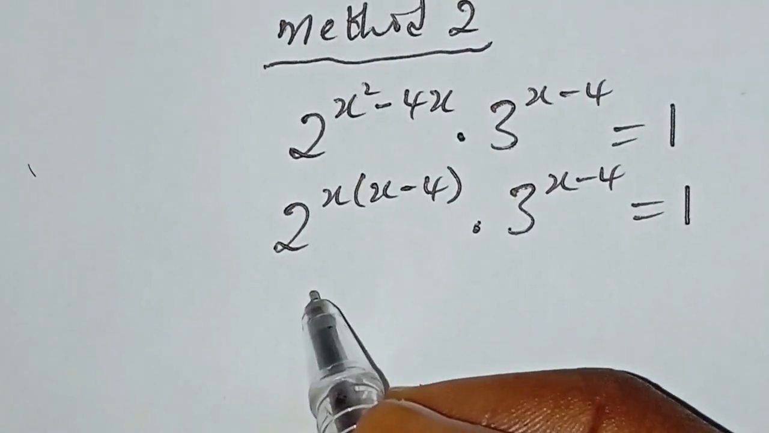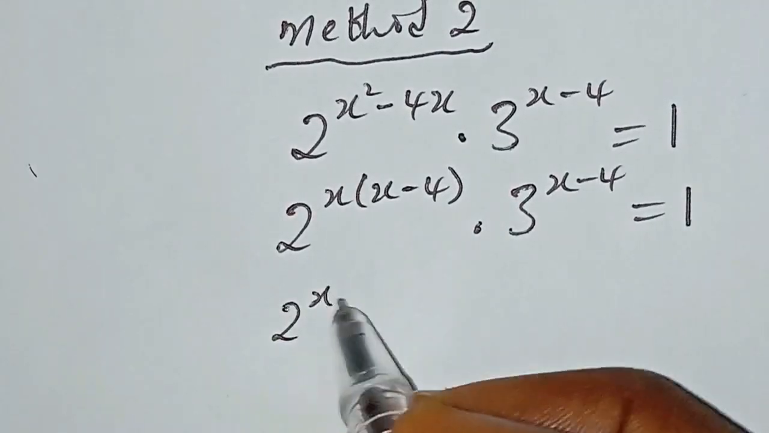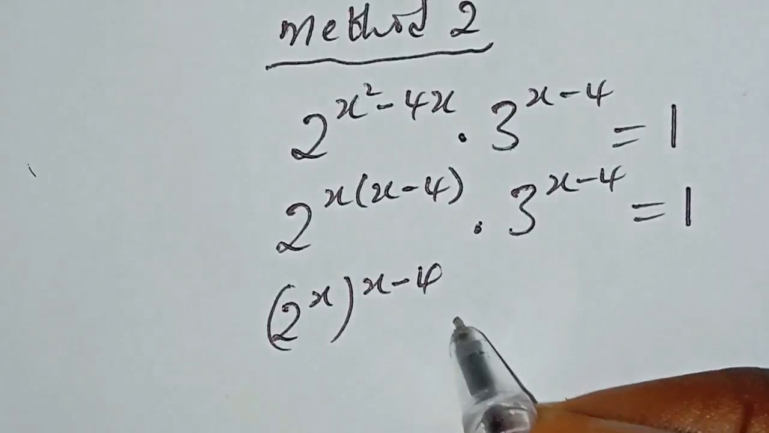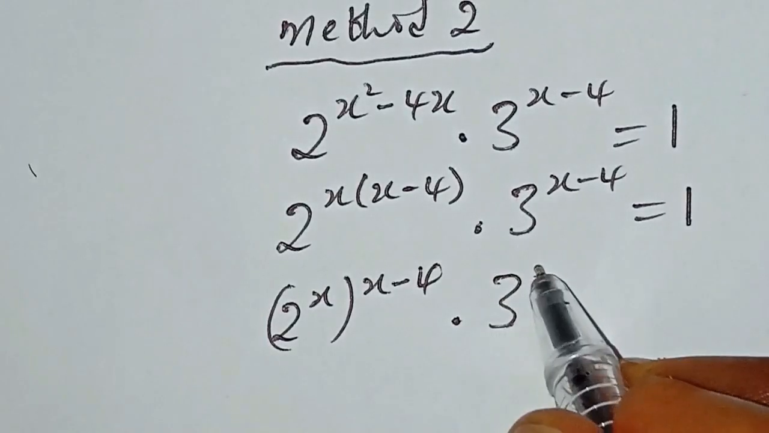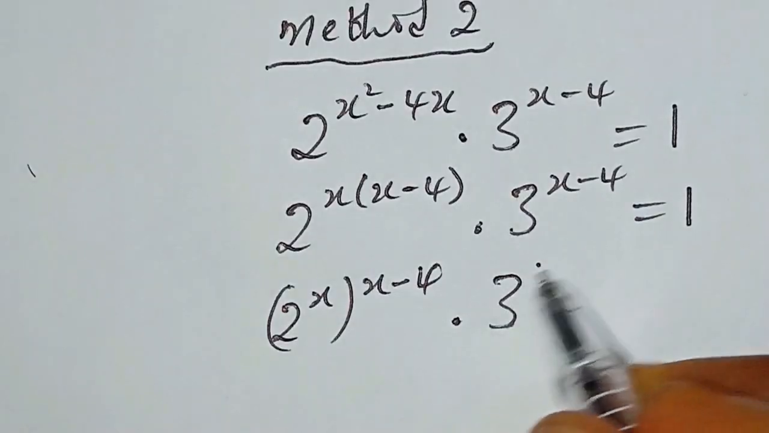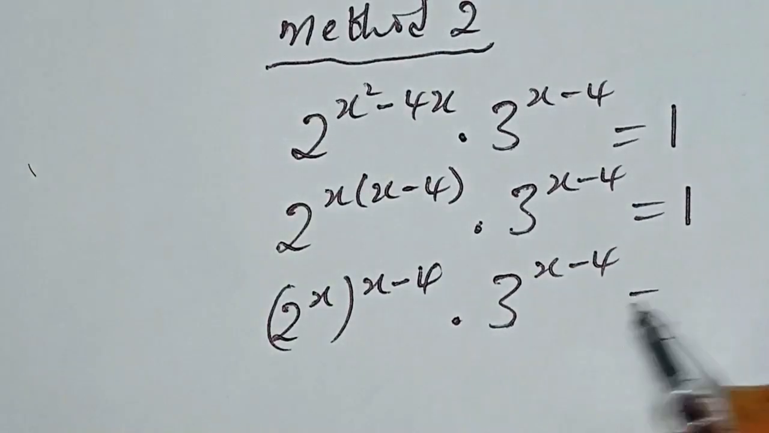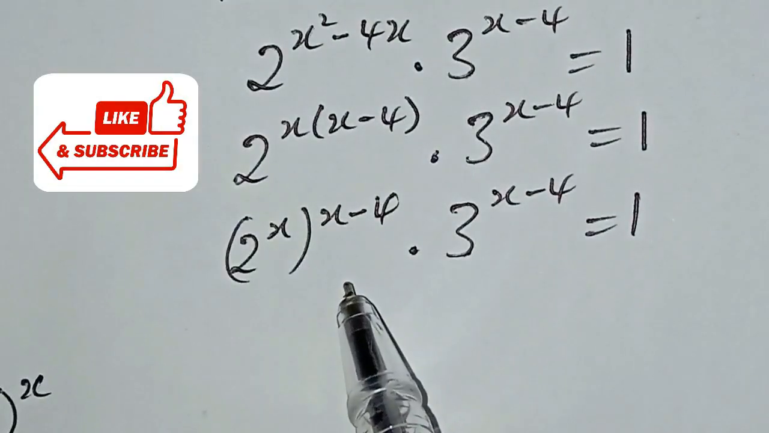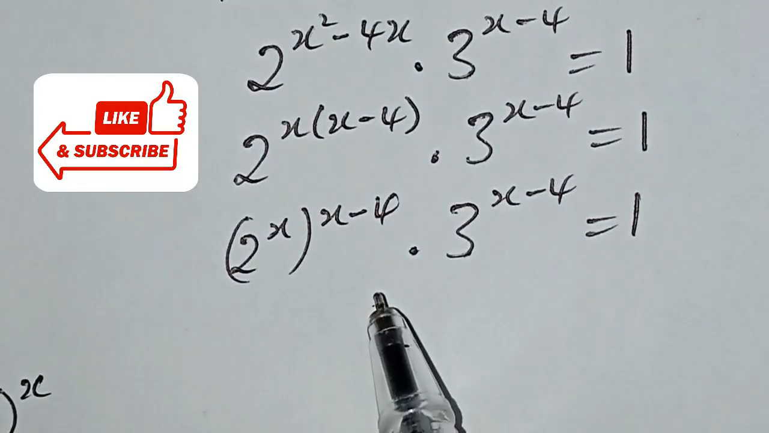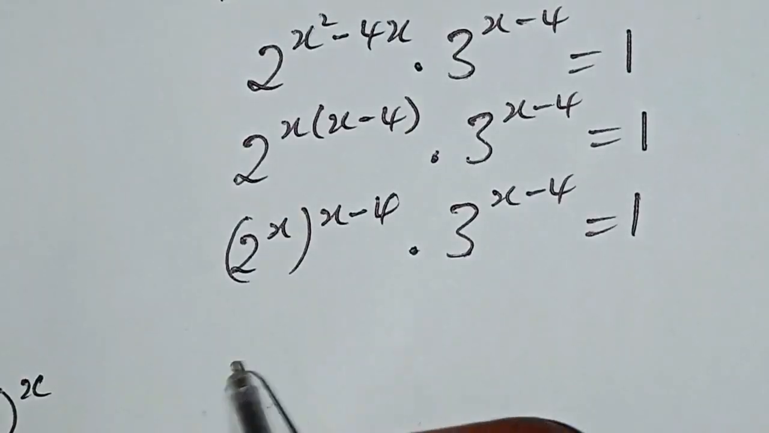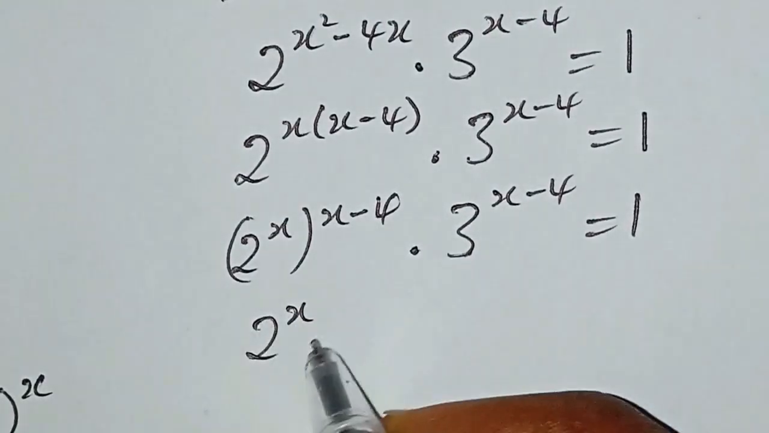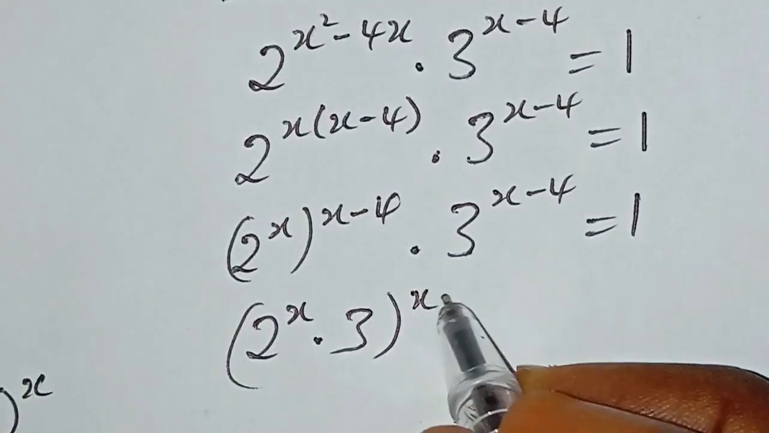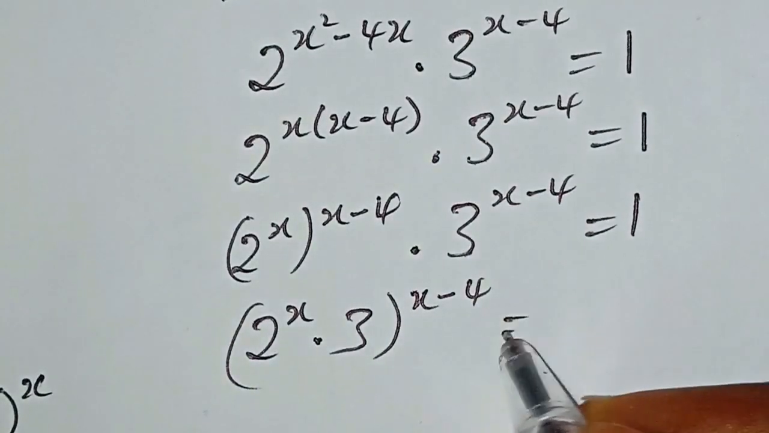Now this can be written as 2 to the power of x into bracket x minus 4, then multiply by 3 to the power of x minus 4 equal to 1. So both have the power of x minus 4. So we can now write that as 2 to the power of x multiplied by 3 in bracket, then we have x minus 4 equal to 1.